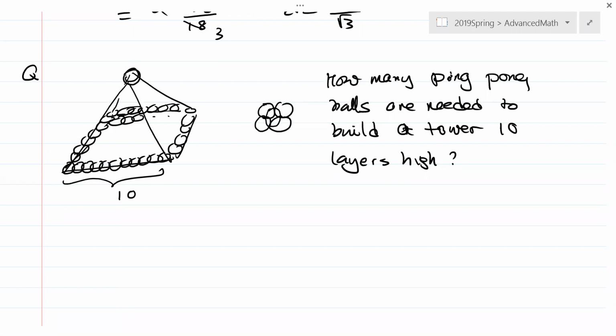Okay, so 10 rows at the bottom. Each row has 10 ping pong balls. Then the next one will be each row contains 9 balls, then 8 balls, and 7 balls. So just add them together. But you do need a formula for the sum of these perfect squares, because the total number of ping pong balls in each layer is a perfect square. Is it 385? 385.